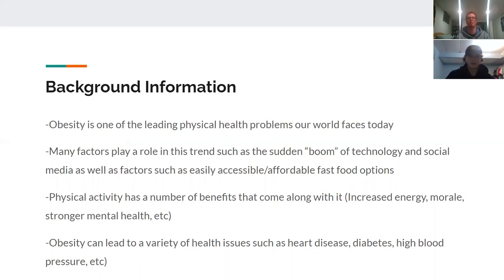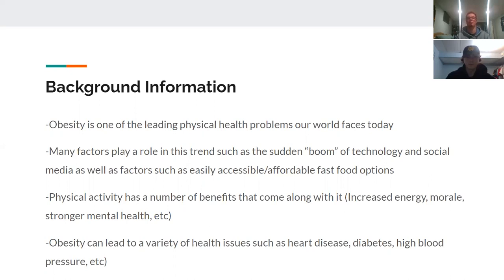Background information on physical activity and obesity. Obesity is one of the leading physical health problems our world faces today, which shouldn't be a surprise to most of us. I feel like it is common knowledge right now that obesity is on the rise and it's a growing problem each and every day. Many factors play a role in this trend, such as the sudden boom of technology and social media, as well as factors such as easily accessible and affordable fast food options.